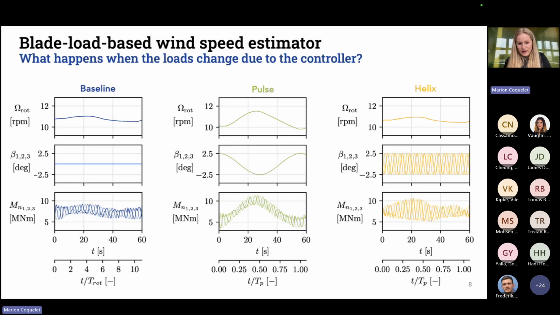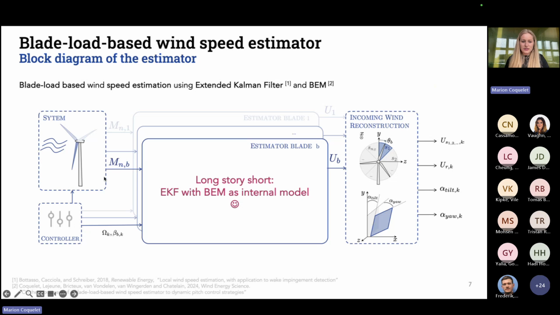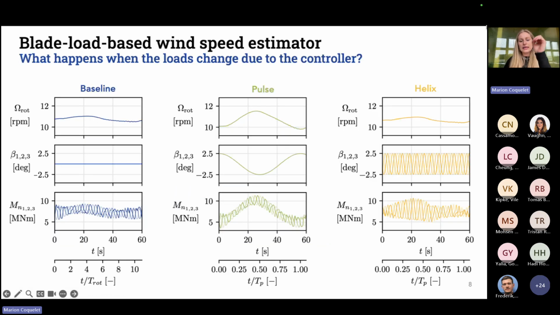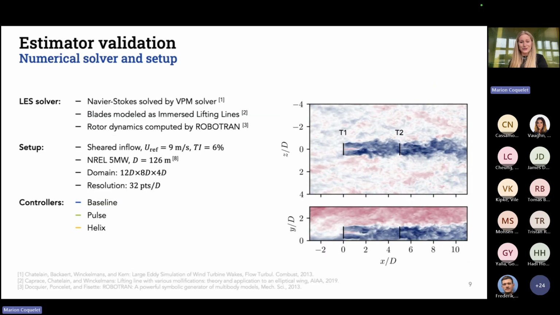But the question is, if I come back here, we use the bending moments and the operating parameters to estimate the effective wind speed that we then use for reconstruction of the wind field. The thing is that when we do the pulse and the helix, as you can see here, we actually change those pitch angles quite a lot, but mostly our bending moments are really affected. And so there's a question: can my estimator actually still be reliable when I'm pulsing or helixing the turbine? Can it still provide estimations that are good enough? And that's what we wanted to test.